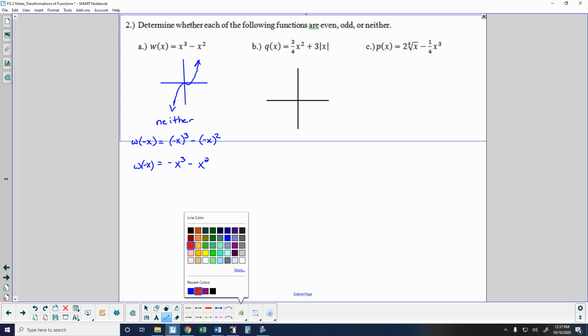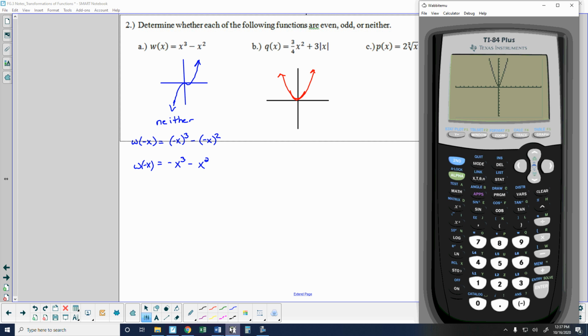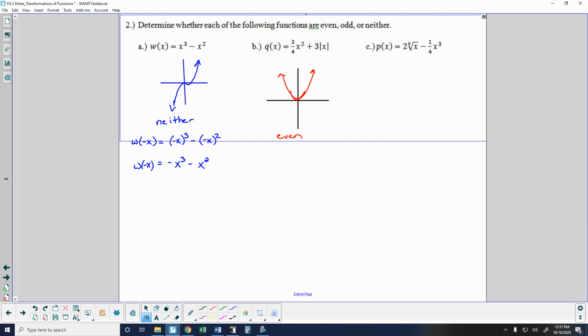We've got something that looks like this. Okay, we can zoom in a little bit if we wanted to. It should touch all the way to the axis. But we got something that looks like that. And we can take a look at this picture, and we can see that this does have symmetry about the y-axis. So we would say that this is an even function.